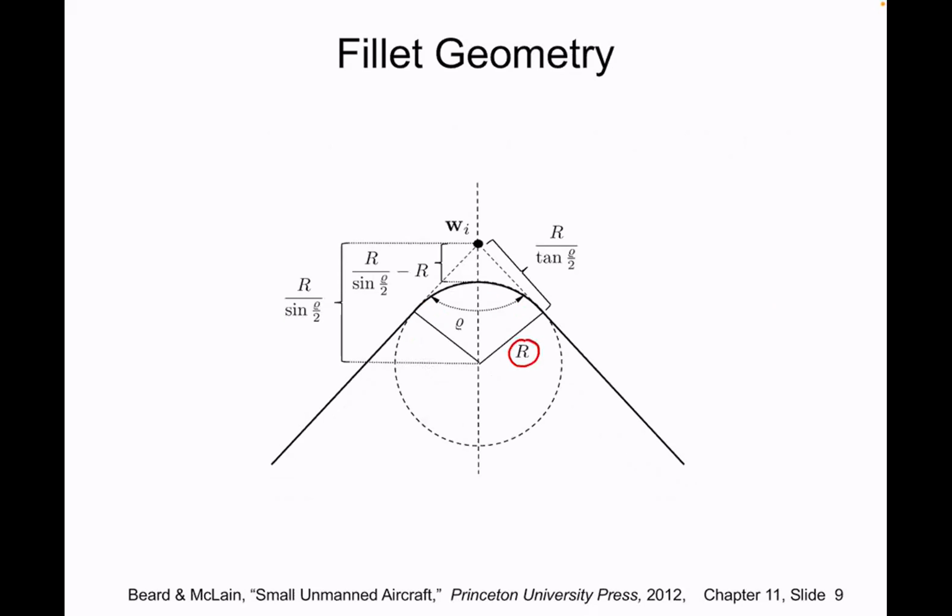And then rho is the angle of the fillet. And once we define R, once we define rho, then we can find out the important parameters, important locations for the fillet. So now what we have here is we can identify the most important points that define this geometry. And from this geometry, we can construct the vectors that would help us get to those different points.